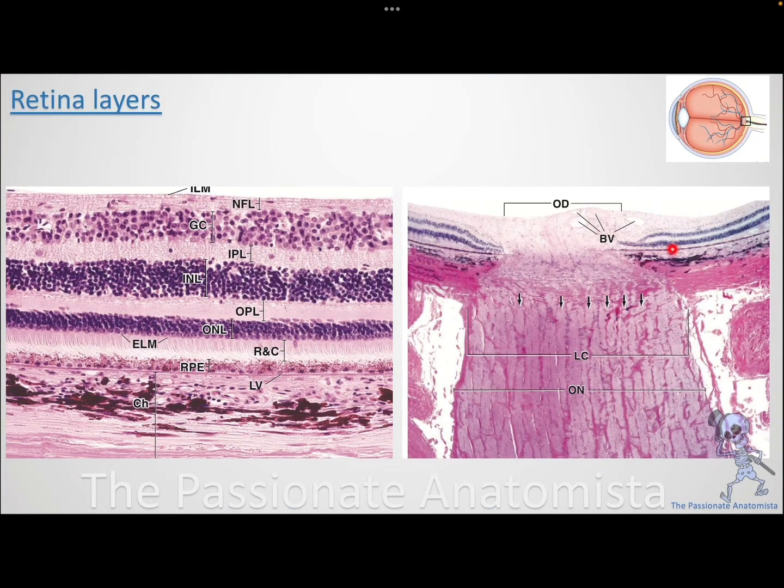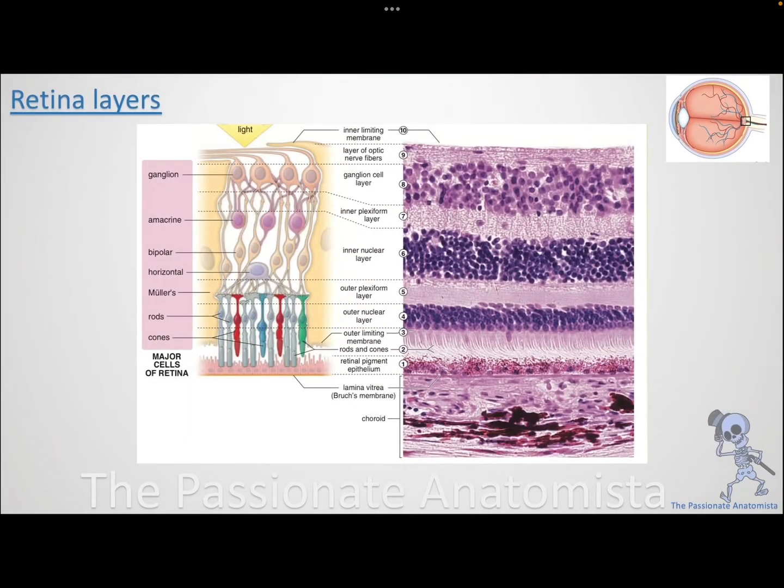If you look at the retina, you have all of these layers, all right? You have them from the outside to the inside: the outer limiting membrane, then the outer nuclear layer. Why do we call it nuclear? Because it has the nuclei of these cell bodies, of these neurons. What does outer plexiform layer mean?